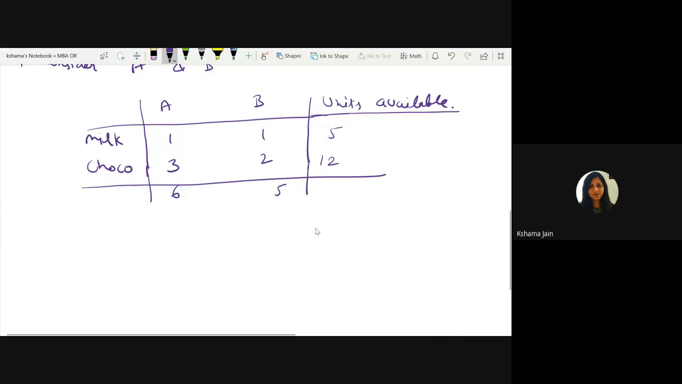After constructing that, we are going to assume variables, whatever values they are asking. Since the question asks how many units of A and B, let X be the number of units of chocolate A and Y be the number of units of chocolate B.